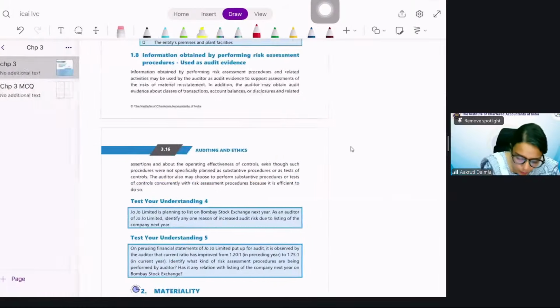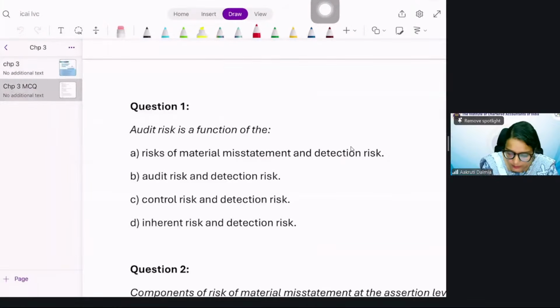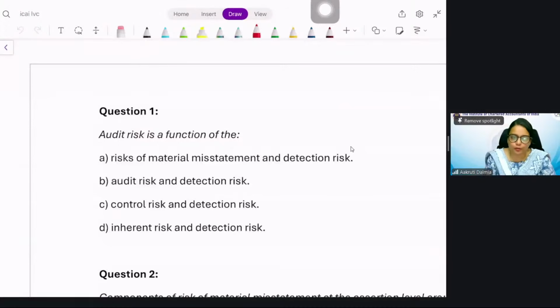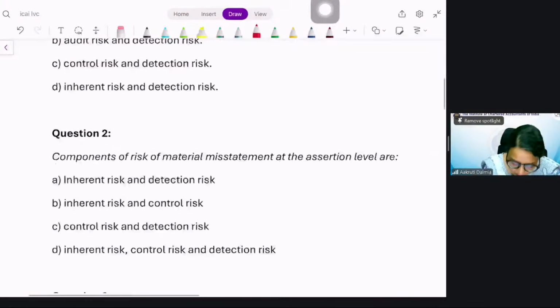Now let's quickly do a small MCQ. Pay attention. Audit risk is a function of what? Class has not ended. 2 minutes are still there. Do the MCQ with me. Audit risk is a function of, this should be memorized by now. Audit risk is a function of A. Good, correct. Risk of material misstatement and detection risk.